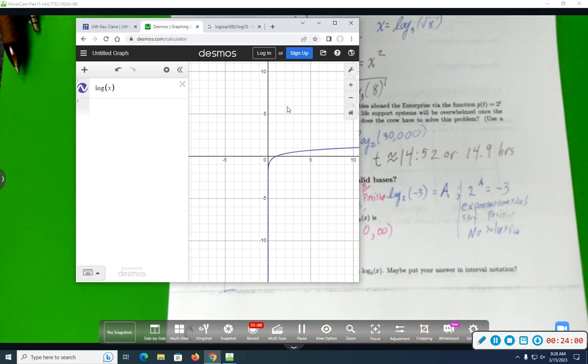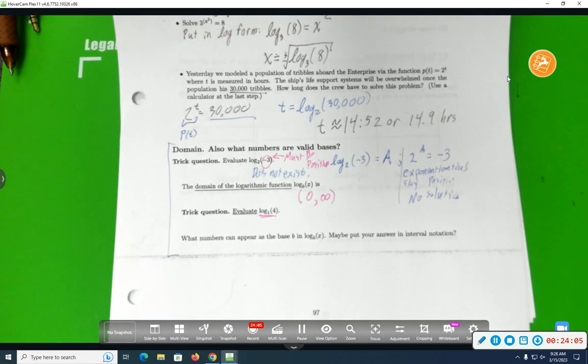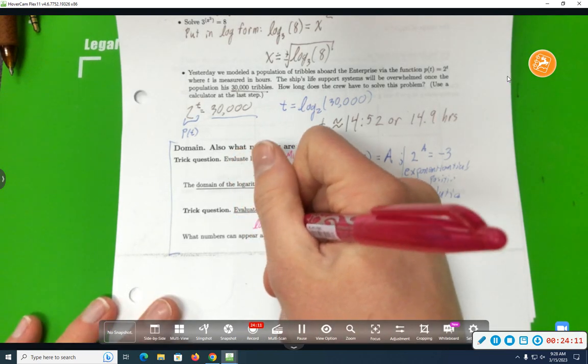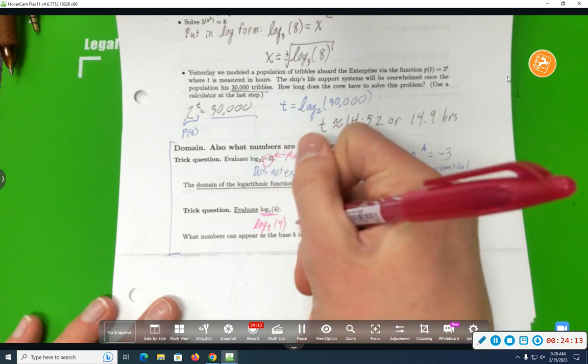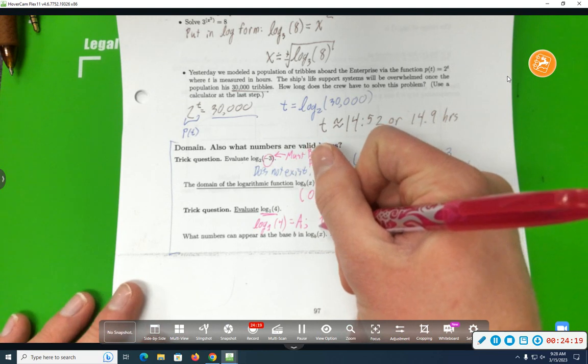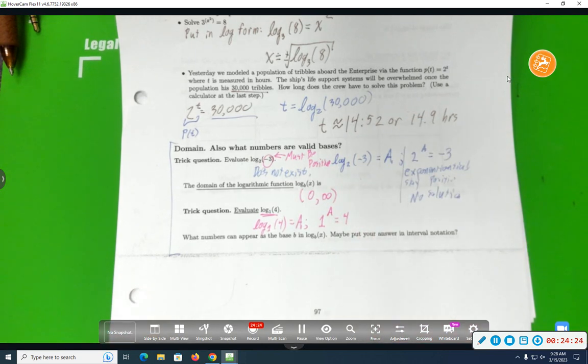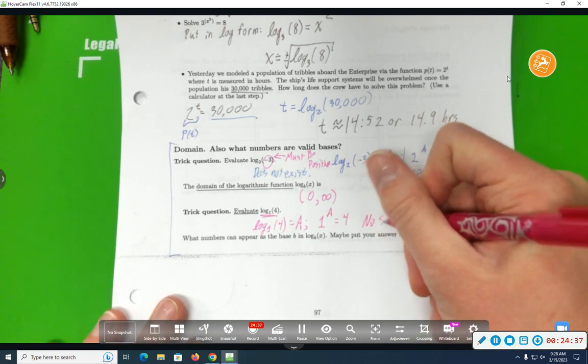Here's another thing that I think is worth checking. Let's try to use the same idea to evaluate log base 1 of 4. So if log base 1 of 4 is equal to A for answer, then I need to find a number A so that 1 to the power A is equal to 4. Does that equation have any solutions? No, why not? 1 raised to any power is still just 1. So this has no solutions.